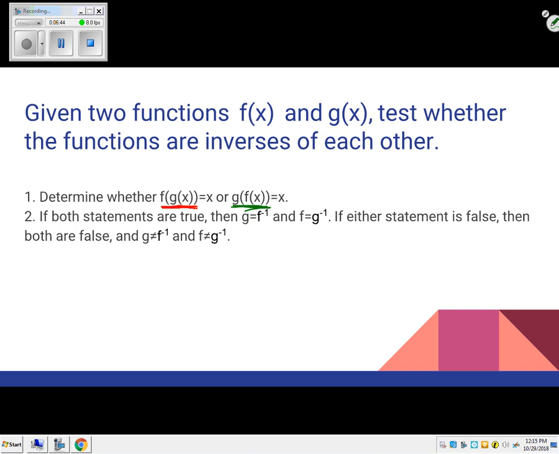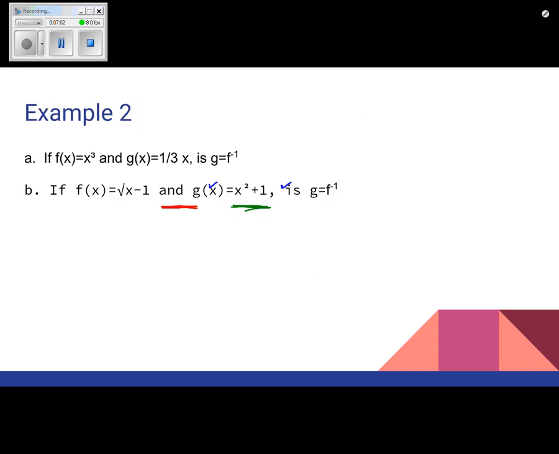And what it says is that whenever I do that, I should get an answer of x both times. If I get an answer of x both times, then yes, they are inverses. But if only one of them fails, then the deal's off. We do not have inverses. Okay. Let's try a couple of them.